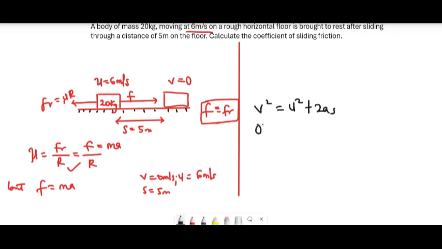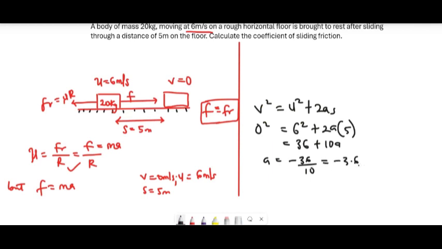So if that's the case, I have 0 squared equals 6 squared plus 2 into bracket of 5a, right? If that's the case, I will have 36 plus 10a. So I have a equals minus 36 over 10, right? That will give me minus 3.6 meters per second squared. That's my acceleration. So how can I get my force?